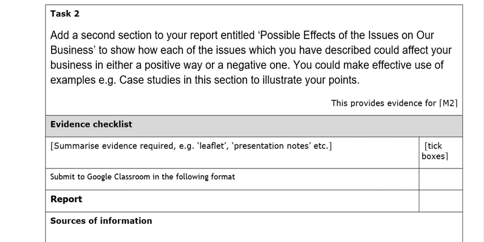And you might want to use a case study just to illustrate your point, is what they're saying. You don't have to use a case study. You could just talk in broad terms about how it would affect your imaginary company.